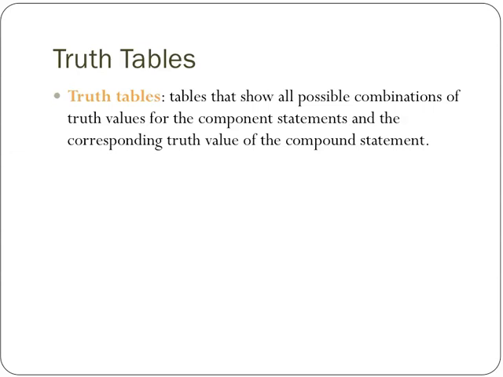Now, we have specific truth tables for each specific logical connective. And so we'll talk about three of them today. We'll talk about the truth table for negation, for conjunction, and for disjunction. So let's go ahead and start with negation.